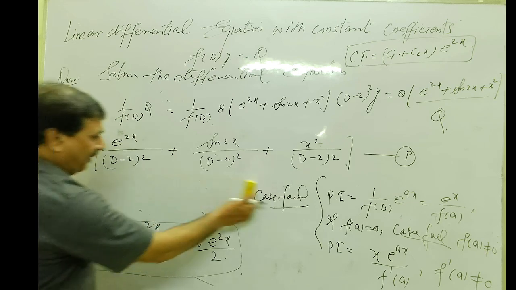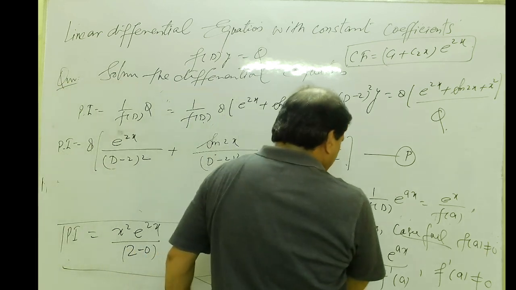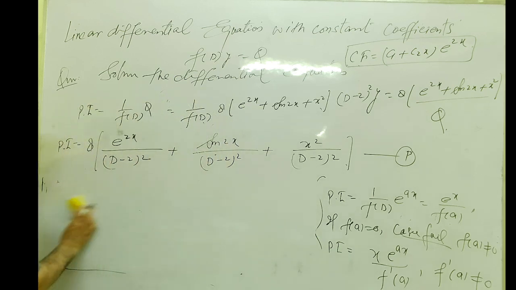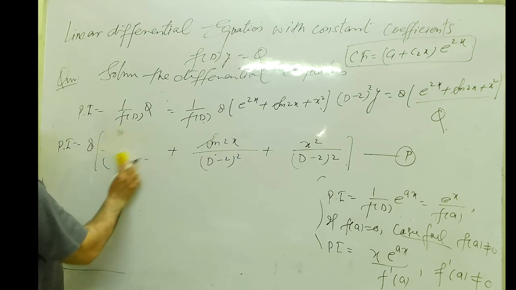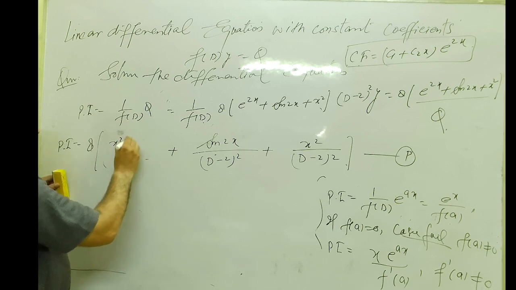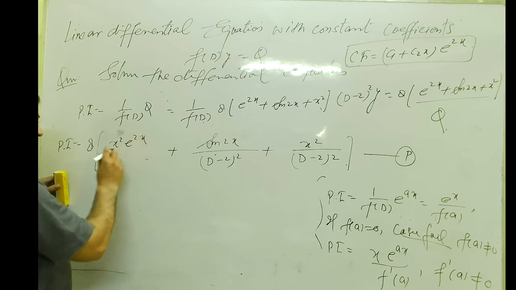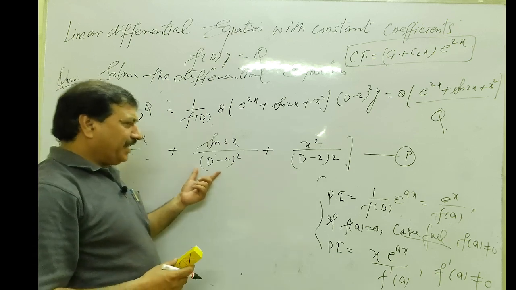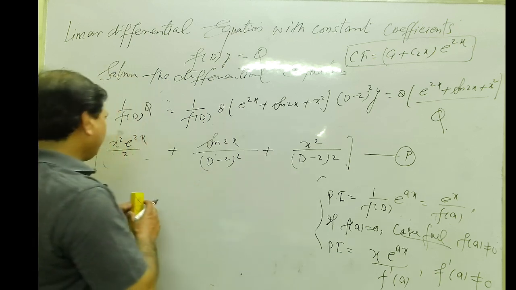Clear? Next part, the second part. This is the first part, and the solution of the first part is x square e to the power 2x upon 2. Now we will solve the second part, right? This is the second part.